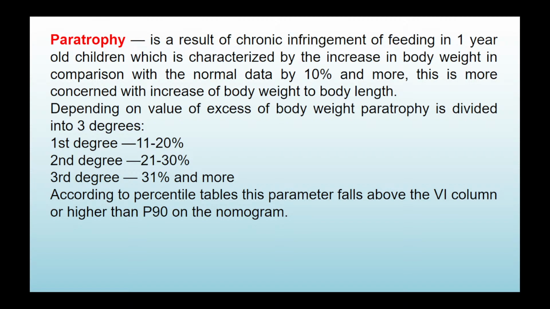Depending on the value of excess of the body weight, paratrophy is divided into 3 degrees. The first degree is an increase of 11 to 20%, the second degree 21 to 30%, and the third degree more than 31%. According to the percentile table, these parameters fall above the 6th column or higher than P90 on the nomogram.